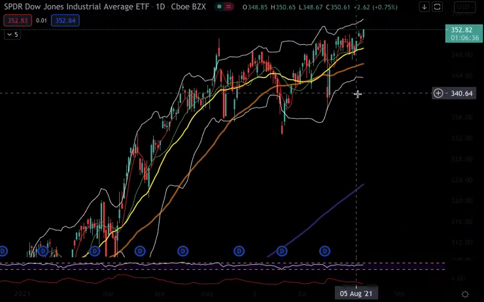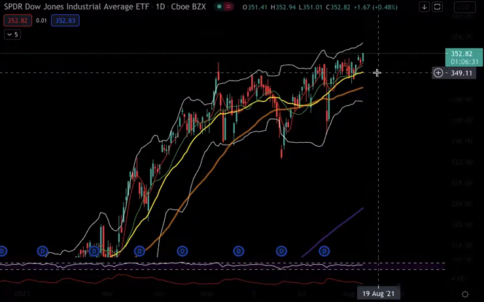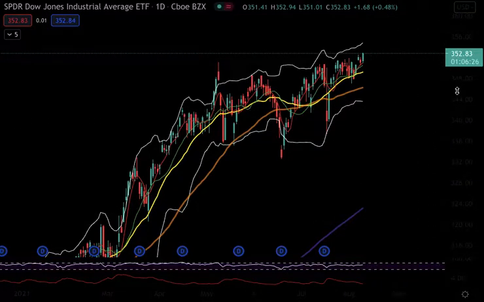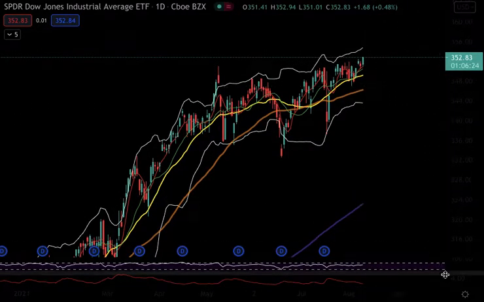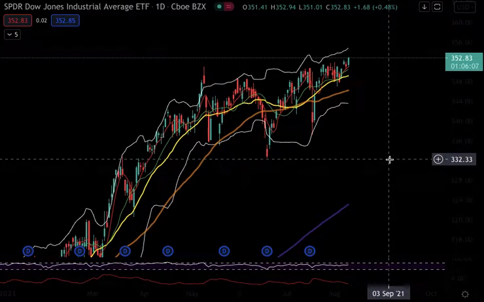When I see them stacked on top of each other like this, the red one is the 5, green is 13, yellow is 20, orange is 50, and all the way down here is the purple one, the 200-day. When I see it stacked like that, it tells me we are in a bull trend. Because we are in a bull trend, I will be looking for buying opportunities. If we were in a bear trend, I would be looking for selling opportunities. Remember the rules: you want to buy at support and sell at resistance.